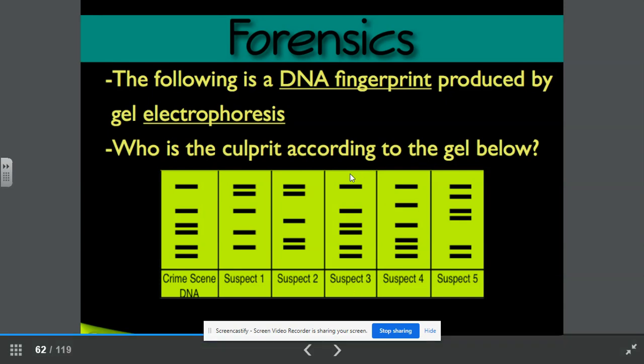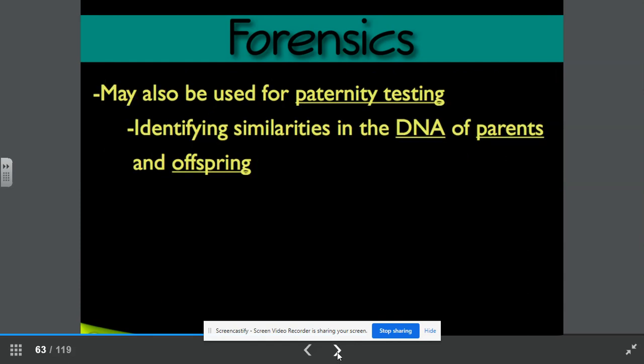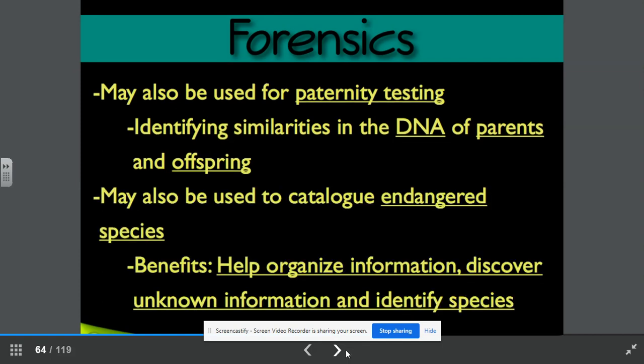If you guessed suspect 3, you were correct. It has the same pattern, the same DNA fingerprint, we call it. It may also be used for paternity testing. That means identifying similarities in the DNA of parents and offspring. It may also be used to catalog endangered species. The benefits: this helps organize information, discover unknown information, and identify species.